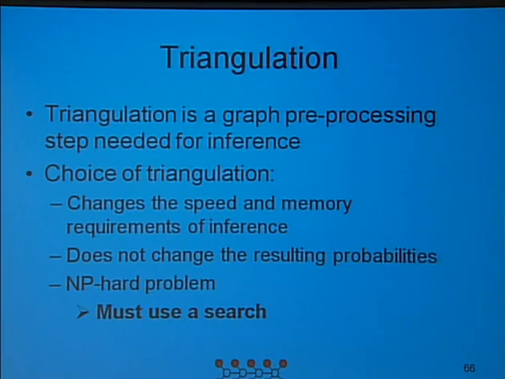So what is triangulation? This is very brief, but triangulation is a graph preprocessing step that's required for inference. The choice of triangulation just changes the amount of computation and the amount of memory it takes to compute these probabilities on the graph. It does not change the resulting probabilities. So different triangulations won't give you different word error rate results or change your trained parameters whatsoever. And finding a triangulation is an NP-hard problem, so we have to use a search.